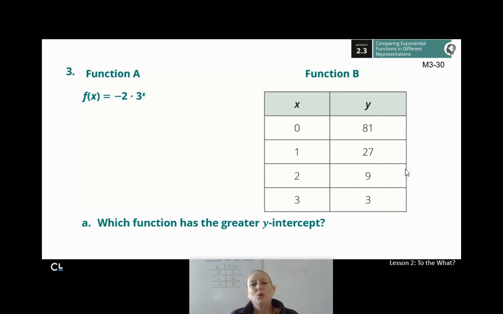Number 3, 2 more questions. Function A, function B. Go ahead, hit pause, answer these lovely questions, and then hit play when you're ready to check your work.